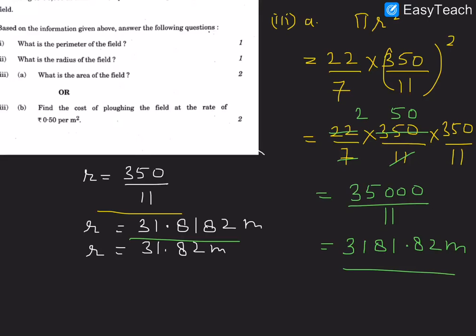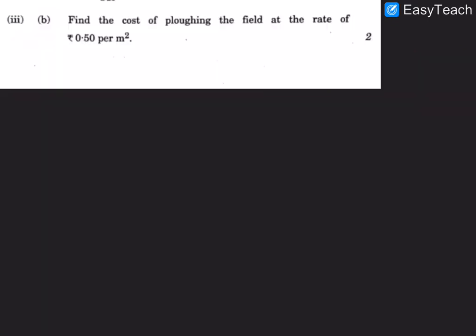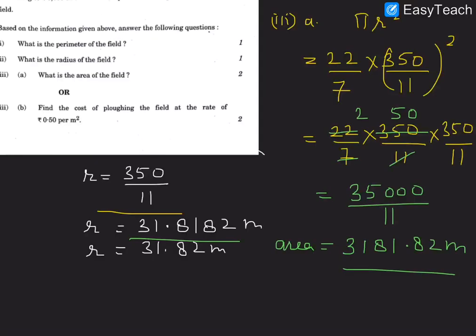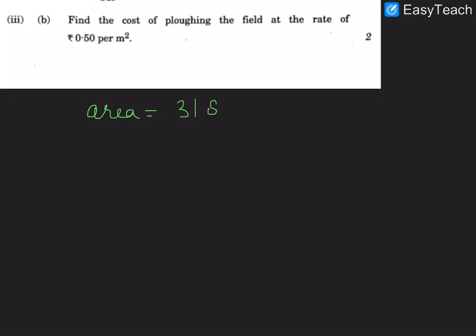So next we have to find the cost of ploughing the field at the rate of 0.50 per meter square. So as we have already calculated the area which is going to be ploughed, you have to just multiply the rupees 0.50 to this. So third B part, find the cost of ploughing at the rate of 0.50. So we know the area of the field comes out to be 3181.82 meter square.